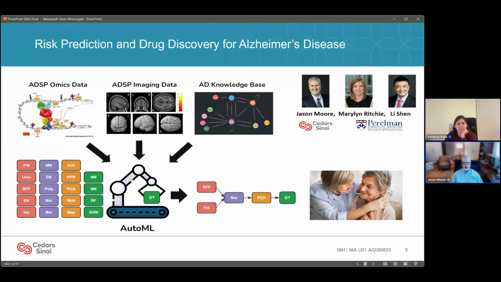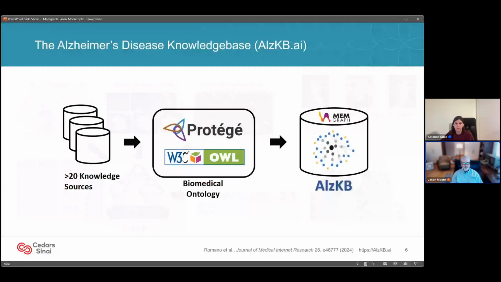And so our goal with the Alzheimer's knowledge base is to inform the machine learning so that it can do a better job of things like feature selection, model interpretation. And I'll just mention my collaborators, Marilyn Ritchie and Li Shen from the University of Pennsylvania and Philadelphia, are working with me on this project.